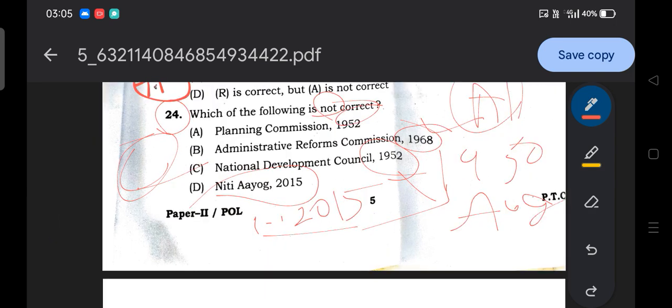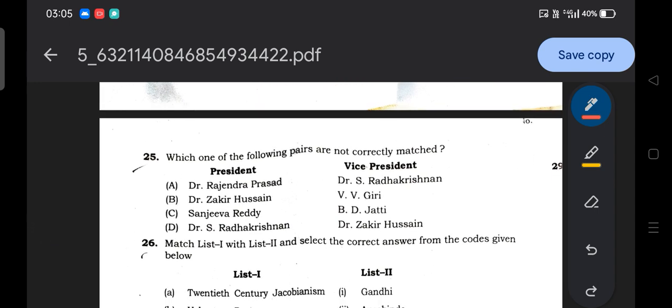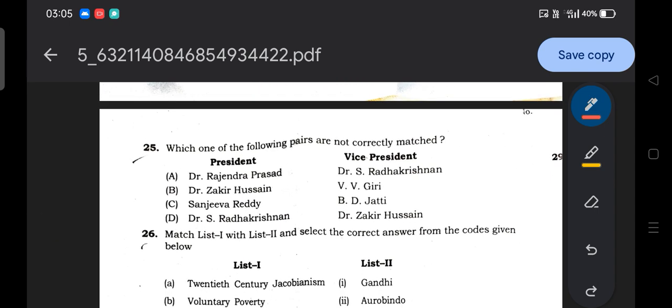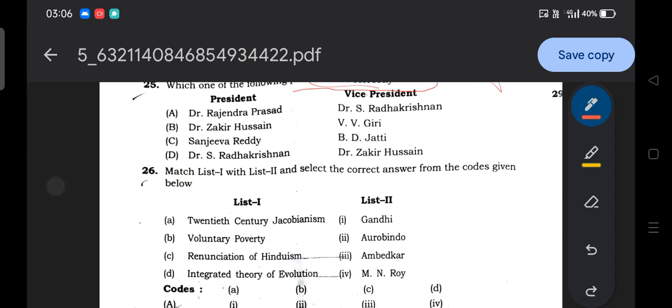Moving to the next, match the following. They ask which of the following are not correctly matched. Let me tell you, these are already correctly matched. This question is framed wrongly, so we should not attempt these questions.